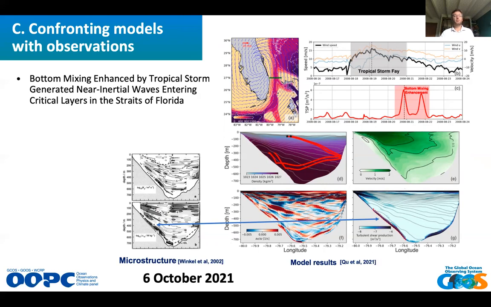And there are presumably a lot of other types of processes, small scale instabilities, lee waves, for example, especially at the Charleston Bump, that are acting to generate mixing and induce water mass transformations. But we don't know much about this from observations, and it's difficult to evaluate models on these aspects.